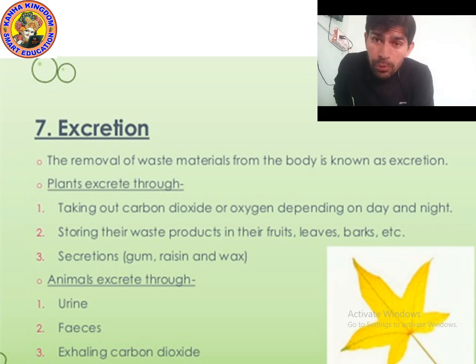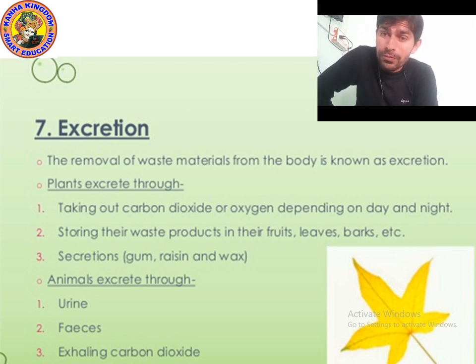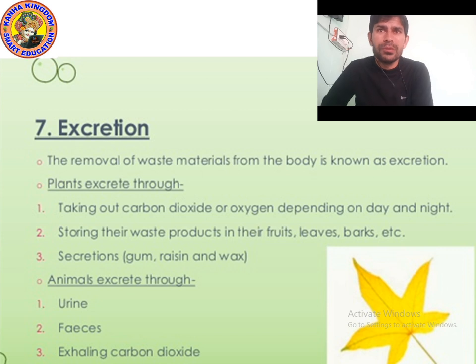So the removal of waste material from the body is known as excretion. So plants excrete through different ways, and animals excrete through different ways. Well, do you know which waste thing plants excrete? The plants excrete oxygen, because oxygen is waste for them.